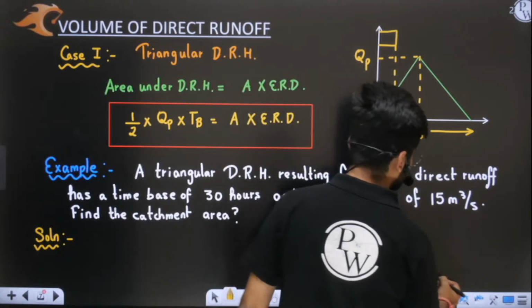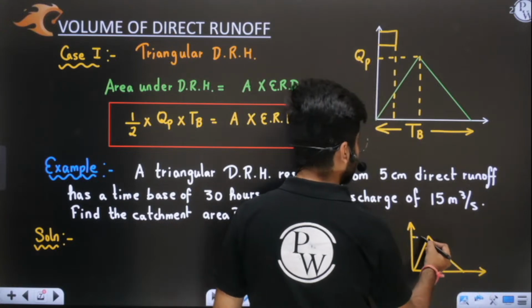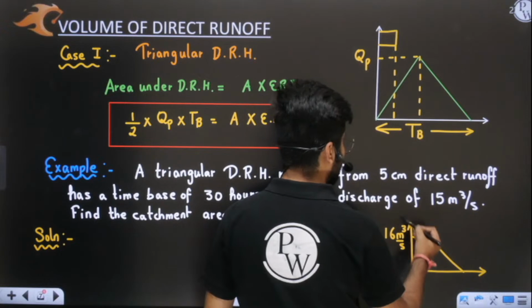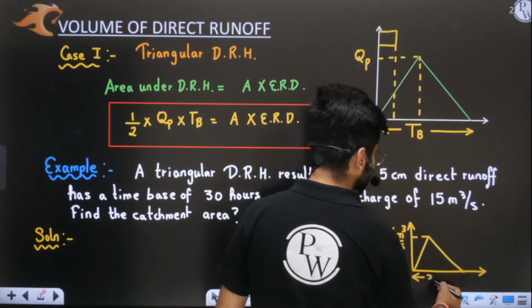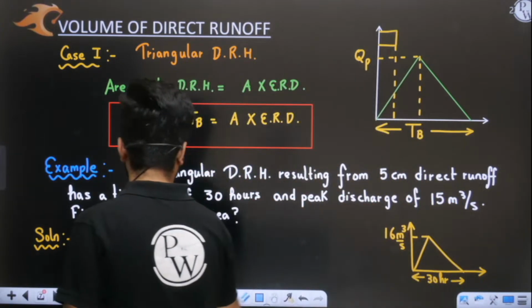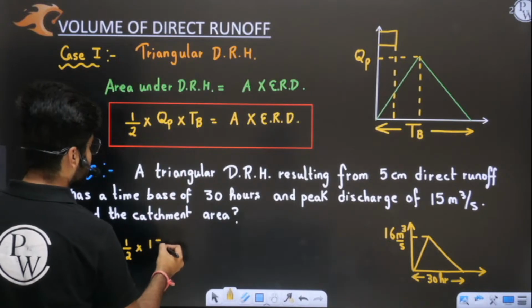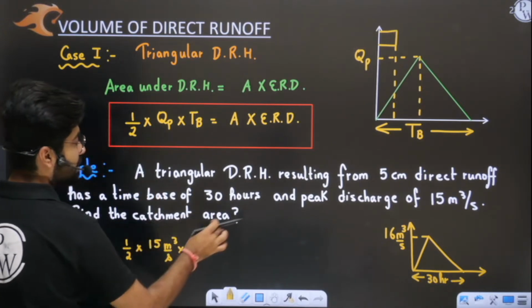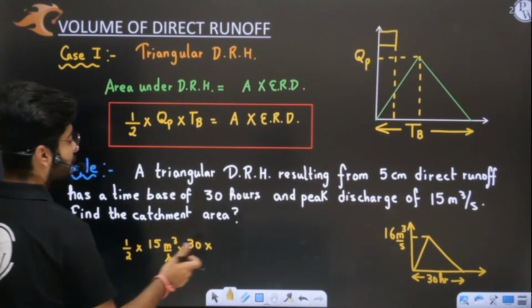See, in this triangular DRH, the peak is given to you as 15 meter cube per second, and the base time is given to you as 30 hours. Now we'll simply apply this formula: half into QP. QP is 15 meter cube per second. Base time is 30 hours. We have to convert hour into second.